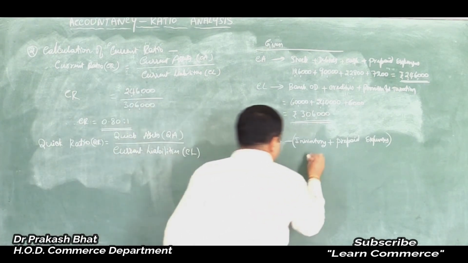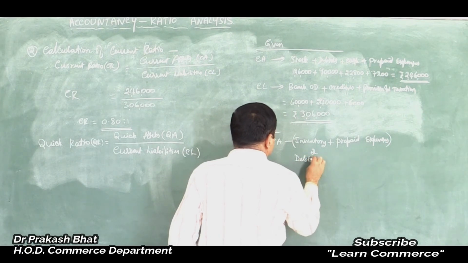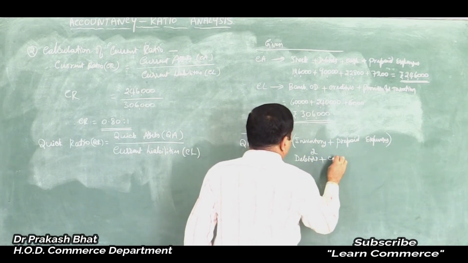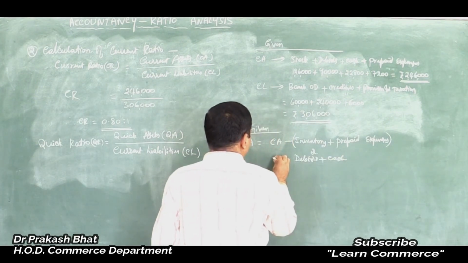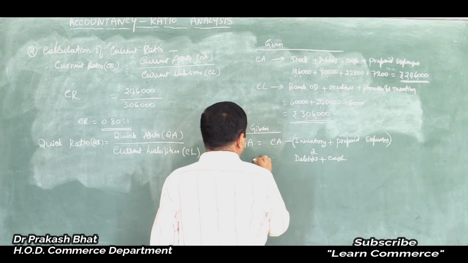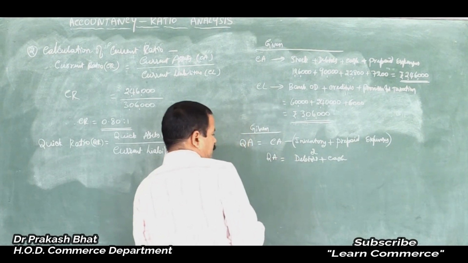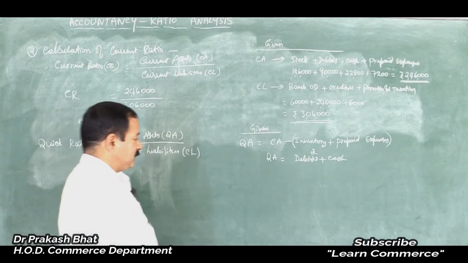I'll write here, or, debtors plus cash. Quick assets is equal to debtors plus cash. That's all. So substitute the figures.